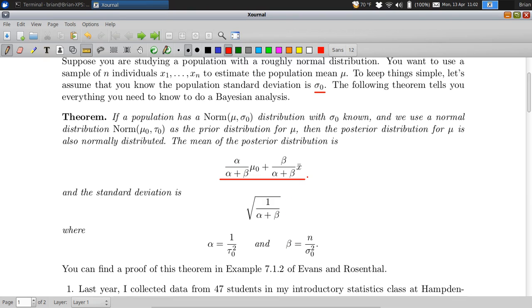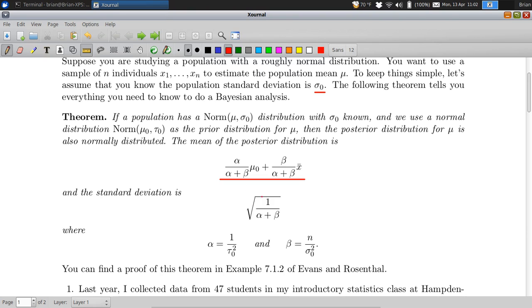So you're always going to end up with a posterior mean for your parameter that's somewhere in between where you started with assuming in your prior and where you got in your data. So you're updating where you think the average might be based on your data, and it's going to be somewhere in between where your data was and what your prior was.